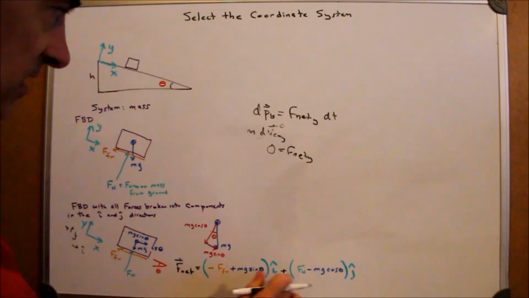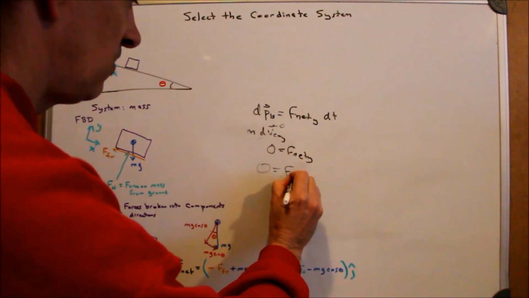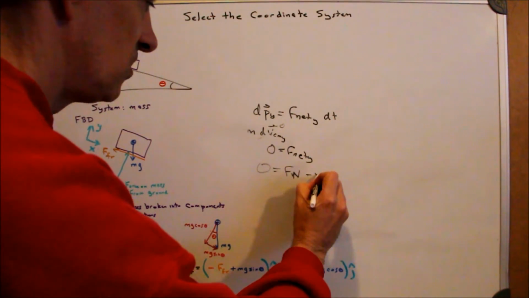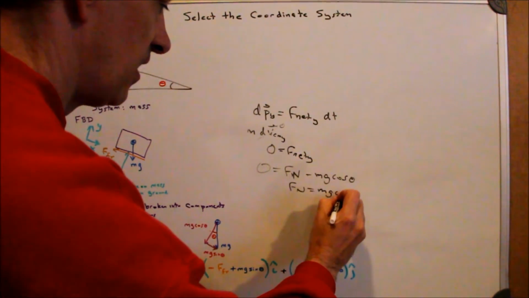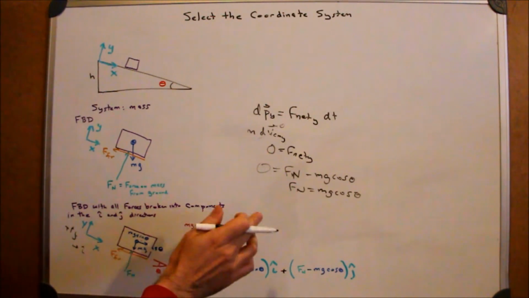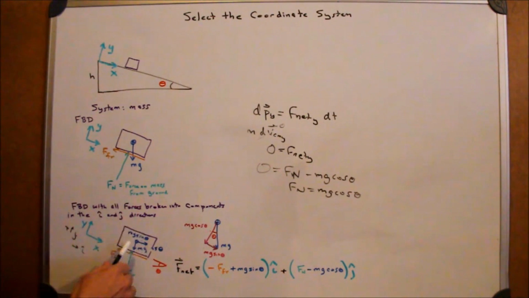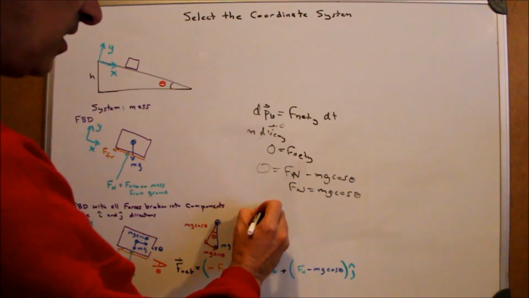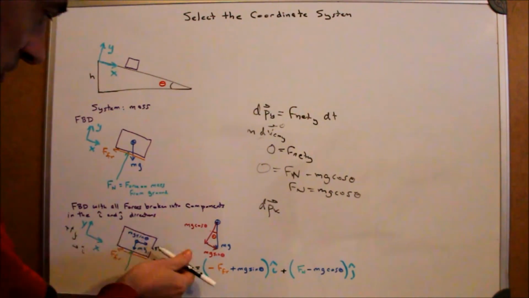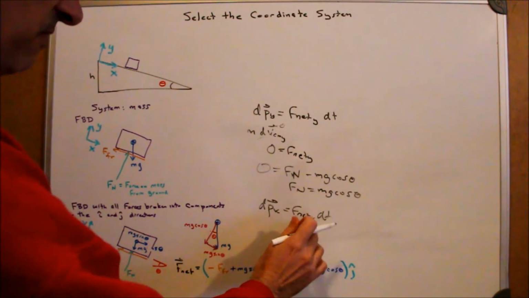So I know this is F net in the y direction. So 0 equals Fn minus mg cosine theta. So Fn is mg cosine of theta. So I got the relation between Fn and mg without really having to worry about things, because I know there's no change in momentum in the y direction. That's helpful for the future, because when I do the change in momentum in the x direction, which I know is going to have something, I can do the F net in the x direction times dt, and I can just get that from here.